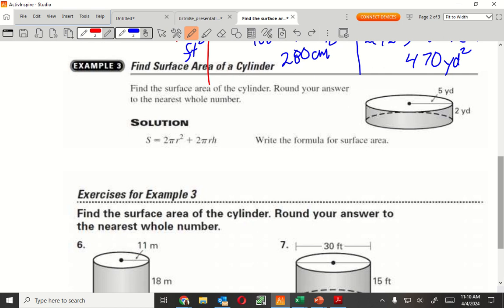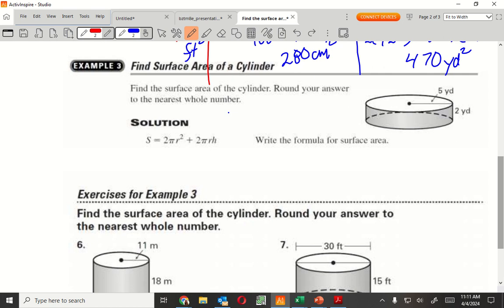All right, example 3. Find the surface area of a cylinder. So, we have a formula. Surface area, S is equal to 2 pi r squared plus 2 pi r h. If you guys could read that. I think, is it easier to read on your paper? Yeah. Okay, good.